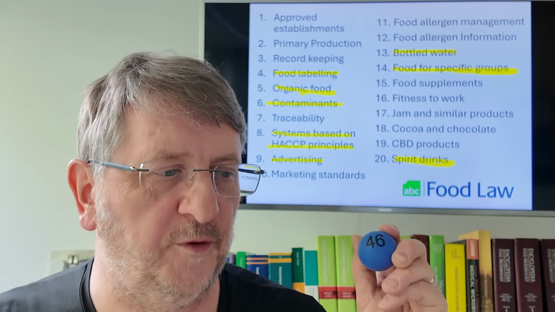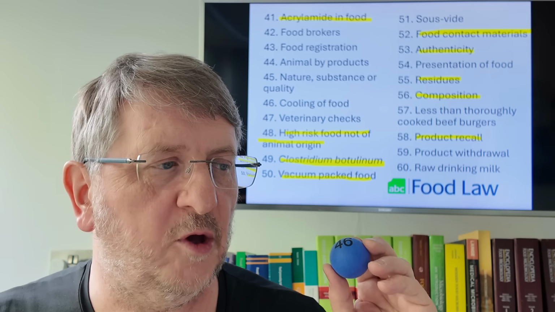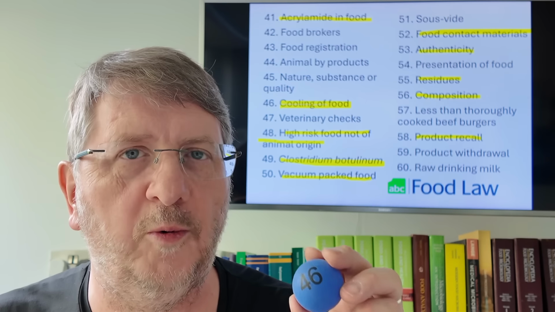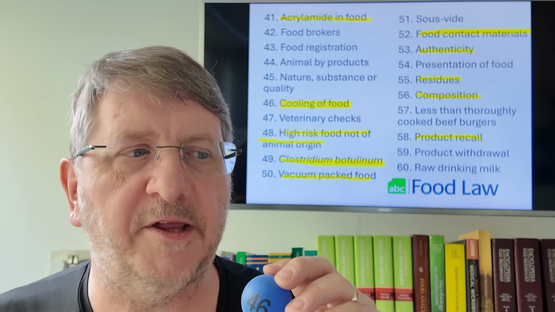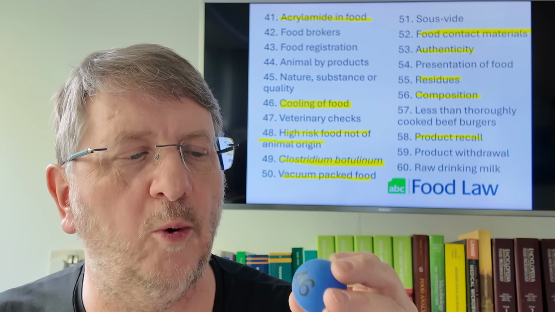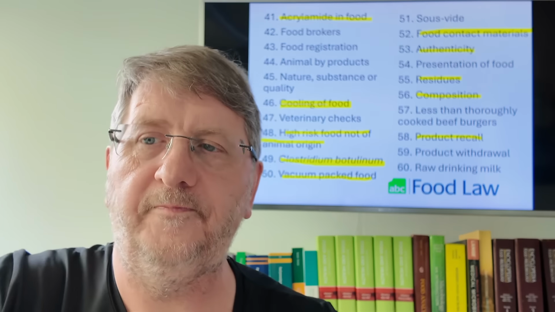Next one is 46. 46 is cooling of food. Hugely important that food is cooled under proper management arrangements to prevent bacteria such as Clostridium perfringens from growing. So cooling is subject to management controls. It's a food hygiene issue.